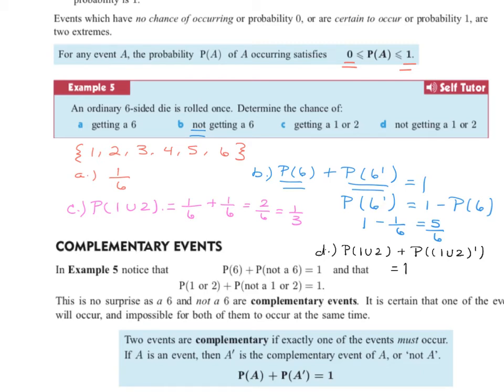So just like before, you subtract the probability of getting a 1 or a 2. So in other words, the probability of not getting a 1 or 2 is just 1 minus the probability of getting a 1 or a 2, which is going to be equal to 1 minus 1/3. Where do we get the 1/3? Well, from part C. 1 minus 1/3, it's just 2/3. All right, I hope that makes sense.